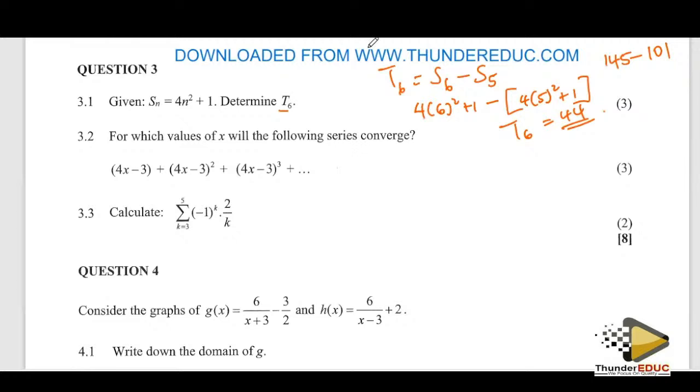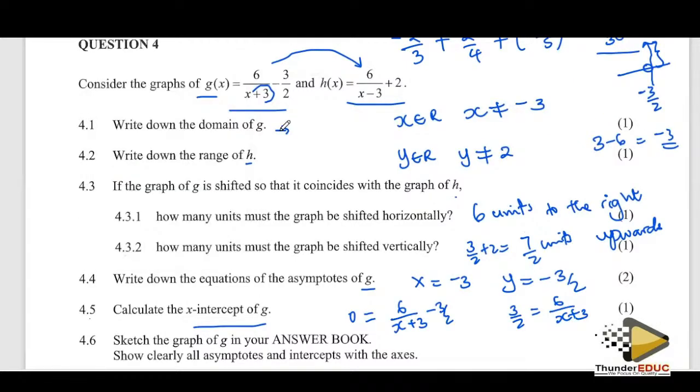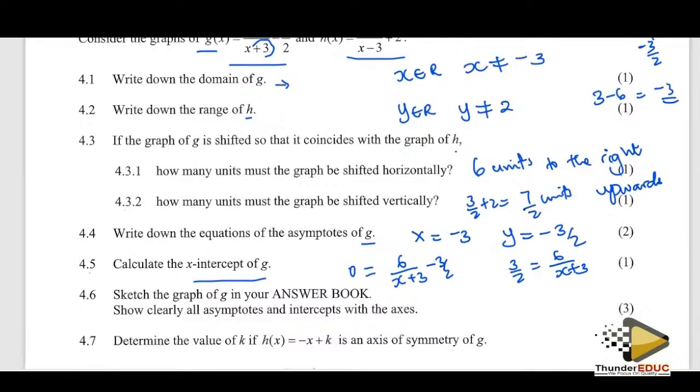Then 3.2, for which values of x will the following series converge? So the condition for series to converge is -1 less than r less than 1. Okay, so the r has to be between -1 and +1. So what is our r from here? You can see we have 4x minus 3, then 4x minus 3 squared, which means our r is simply 4x minus 3.